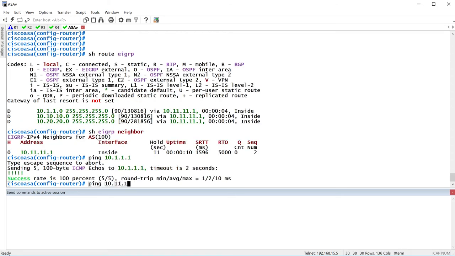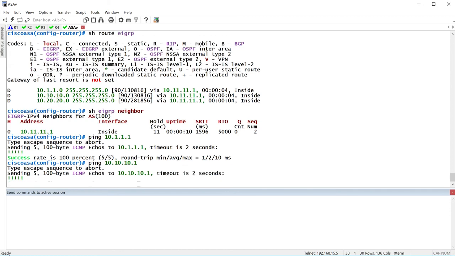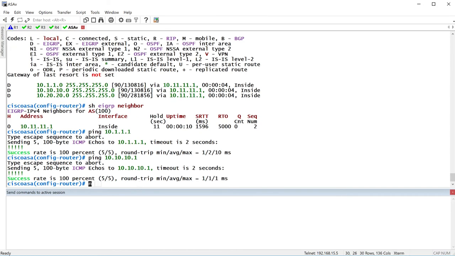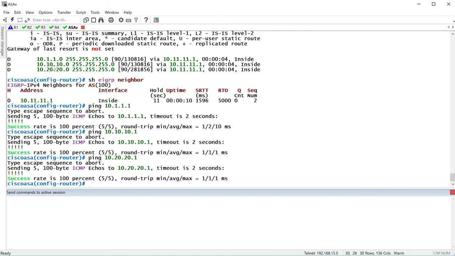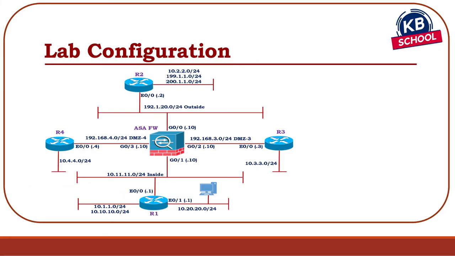I can ping 10.10.10.1, which is also behind R1, 10, 20, 21. Those are these networks that I have behind router 1 over here. So I have reachability to these routers over here.